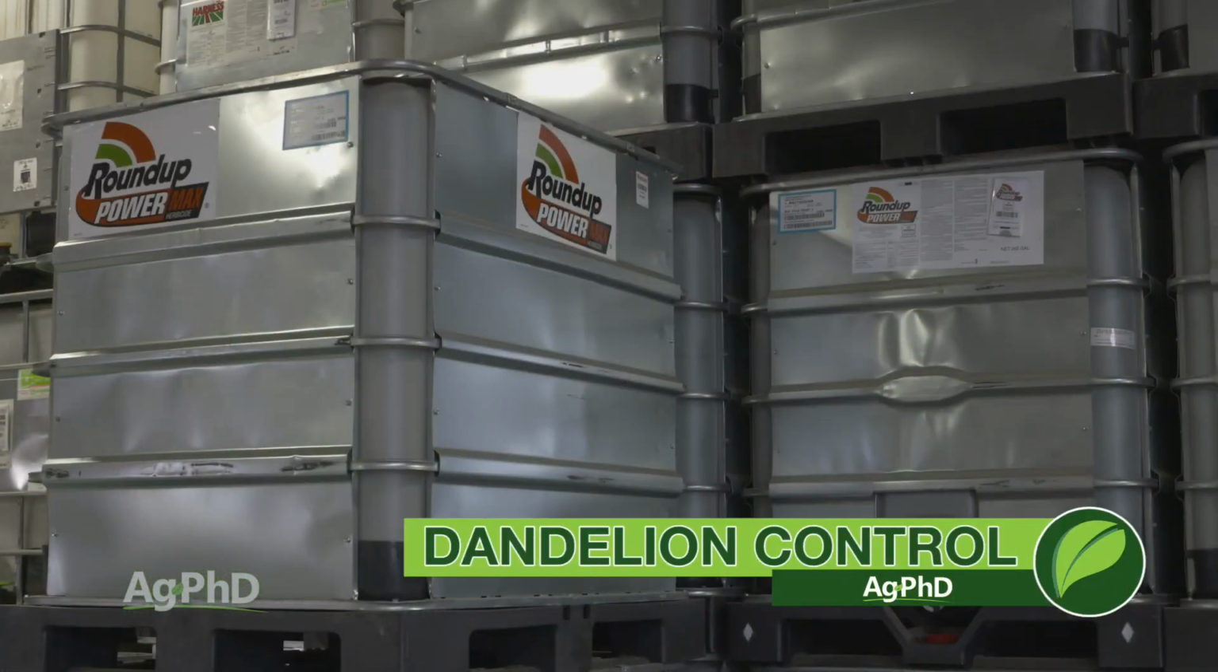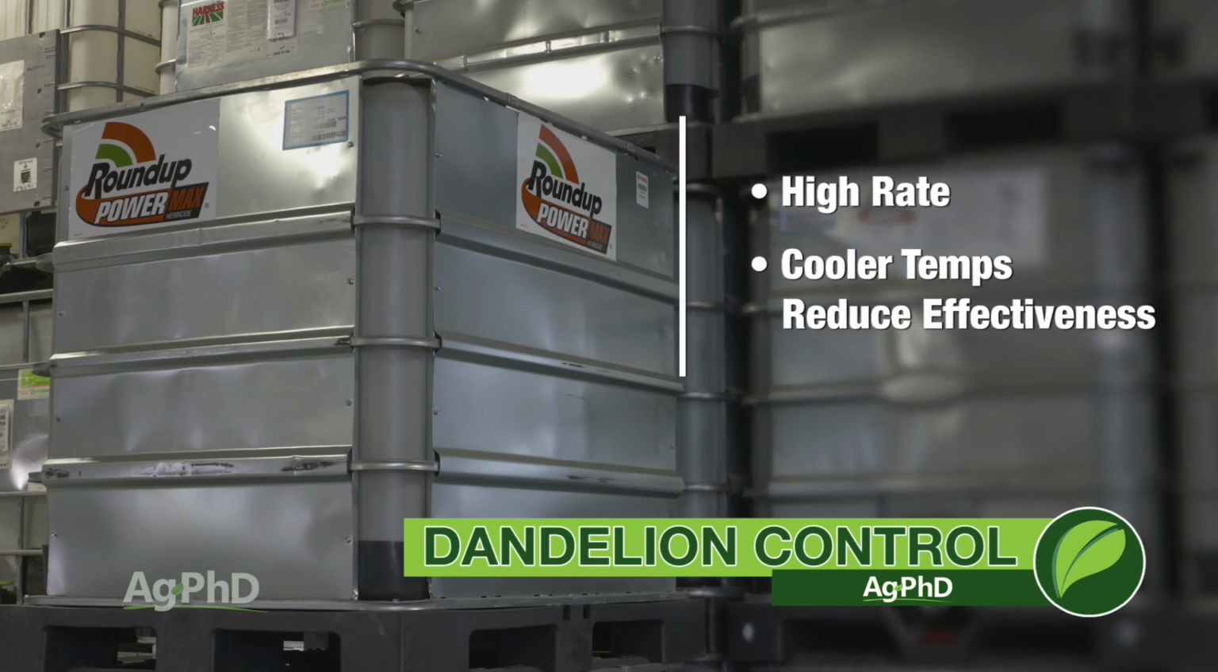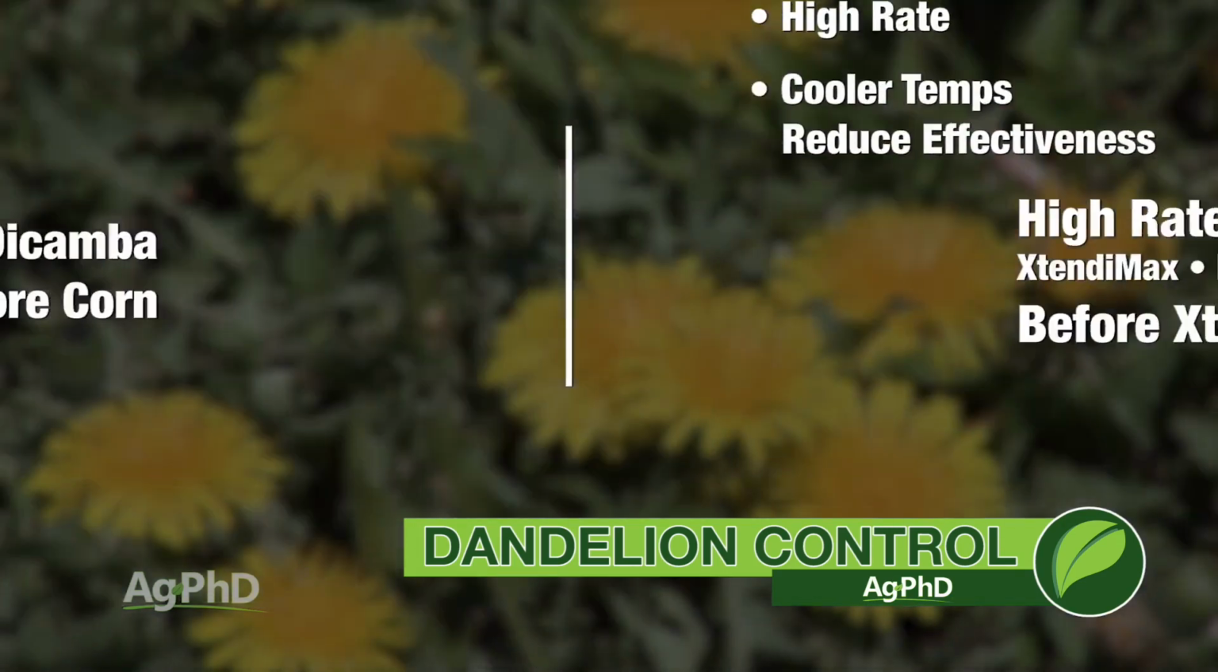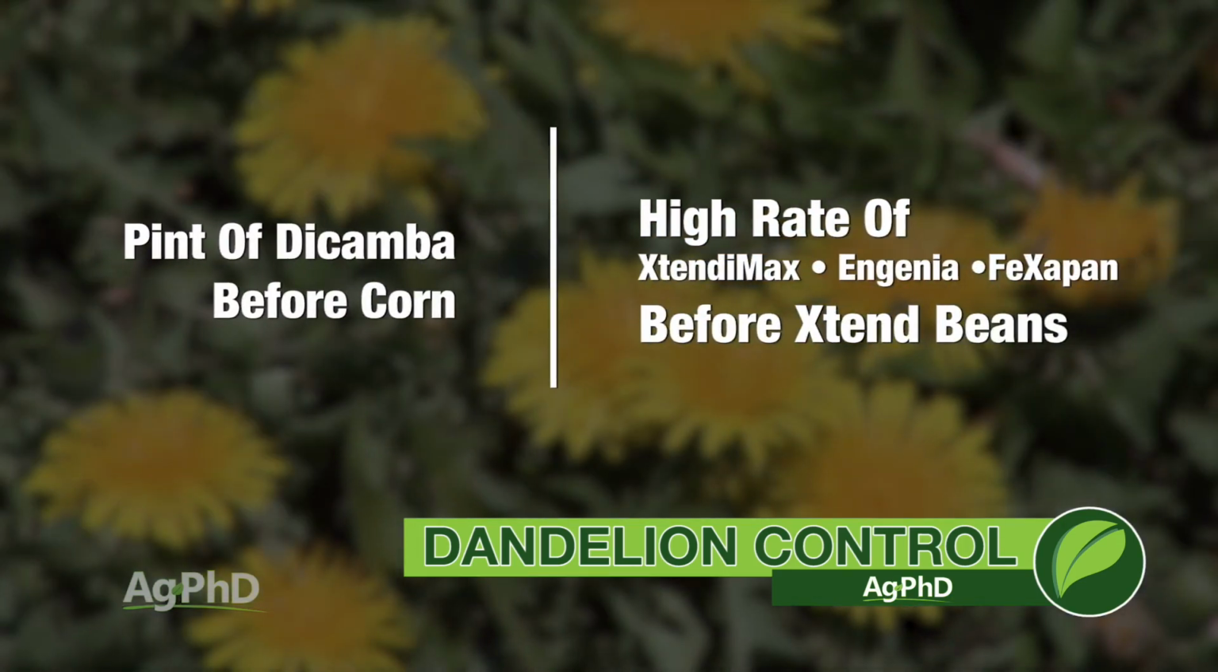All right, when you start thinking about Roundup, yes, Roundup can kill dandelions, but you're going to need 2 or 3 quarts, not this little pint rate or something like that. That's just not going to cut it, in part because when you're doing a burn down, it's too cold. Roundup doesn't work that great. Otherwise, you can use high rates of dicamba in front of Extend soybeans. You can use a pint of dicamba in front of corn.